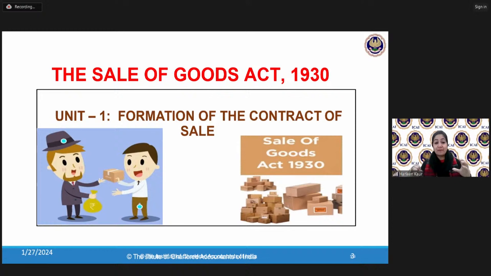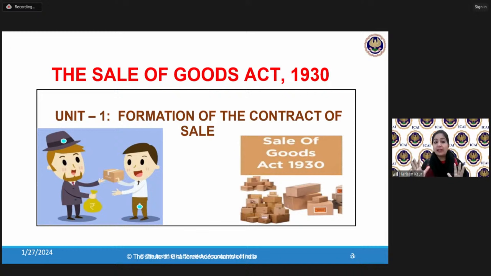So as you always say, ma'am, we don't understand English, we don't understand Hindi. So I'll make sure I use both the languages so that the concept becomes clear to all the students who are here with us today. All right. So this is the foundation. This is the laydown of the formation of contract of sale, how it was formed. It was taken from the Indian Contract Act. So it is not something which is very, very new. It is something which has its basis laid down in the Indian Contract Act only.